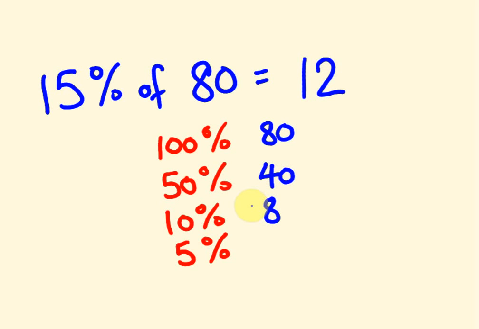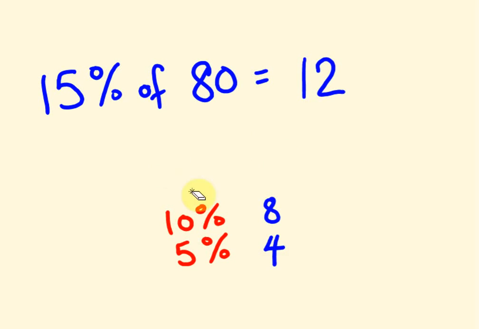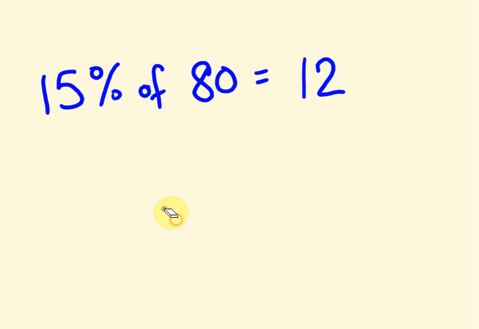5% of a number is just half of 10%. So 5% of 80 would be 4. Now, we're just going to use these ideas in this video today. So remember those; these are what you need to know for working out these numbers.